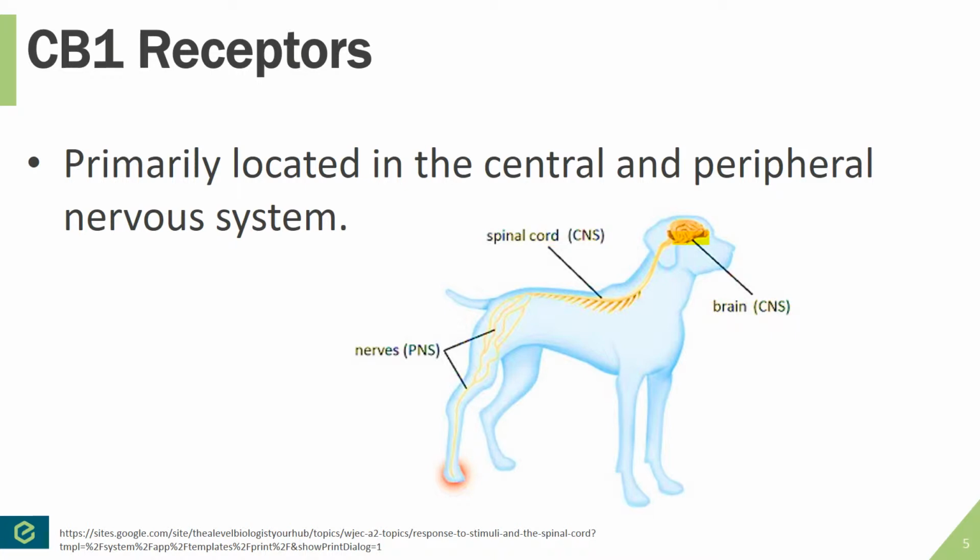When you talk about the peripheral nervous system, that is referring to these nerves that are coming off of the spinal cord and innervating places around the body. So here next to nerves, PNS stands for peripheral nervous system.